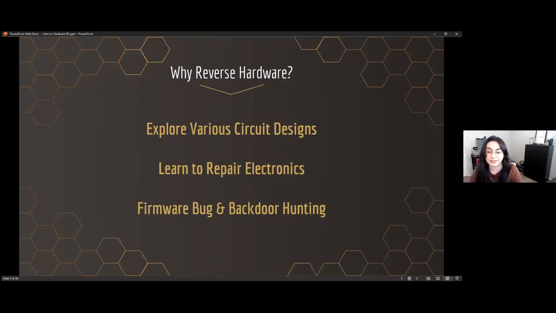Learn to repair electronics. This is a very liberating skill to have. When you break something, being able to say, oh, I can fix it, or let me just get the parts, instead of freaking out about how much it's going to cost to pay somebody $400 to repair a $600 phone. It's nice to have that skill. And finding firmware bugs and backdoors. I know there's a big scare about this router that I have from China: is there a backdoor in it? Is the NSA looking at me? Well, now you can just look and see for yourself.